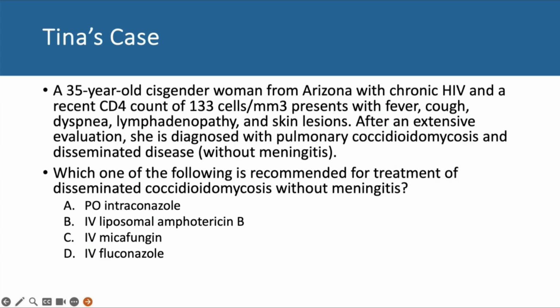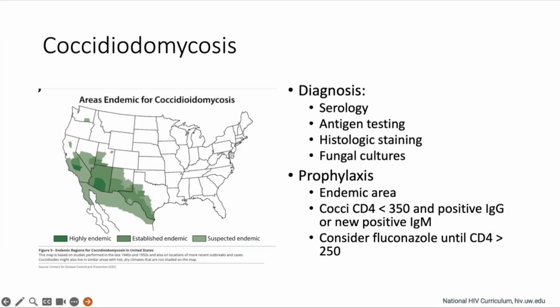I'm gonna still say liposomal amphotericin B. And you would be correct. So sort of like we looked at for histo, for cocci, the endemic area is more of the Southwest, as you guys know. You can make the diagnosis the same way you diagnose histo, same sort of tests. And then you can consider prophylaxis when people are in an endemic area and when they meet certain criteria in terms of their CD4 and their Cocci antibody status.